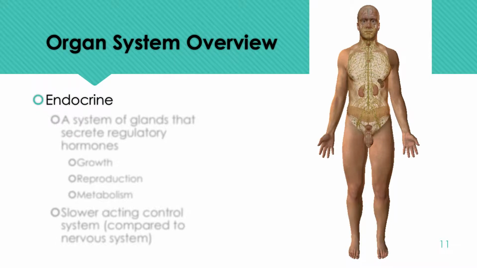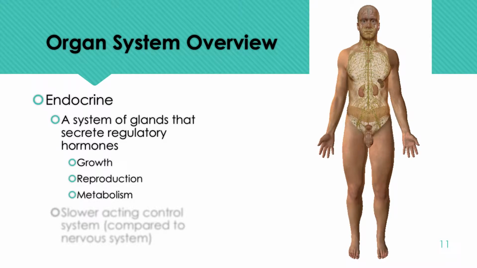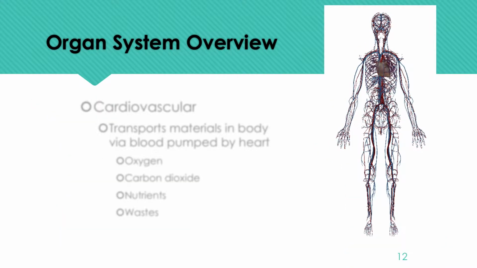Our endocrine system is a system of glands that helps to regulate hormones. Those hormones play a role in growth, reproduction, and metabolism. This is much slower acting than the nervous system. We can be thinking about days to months with the hormones that are working in the endocrine system.